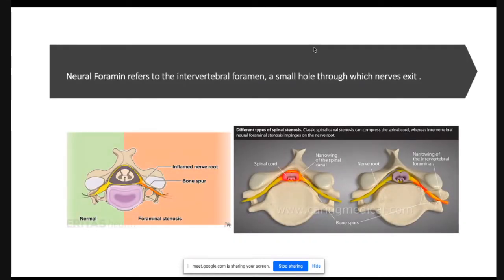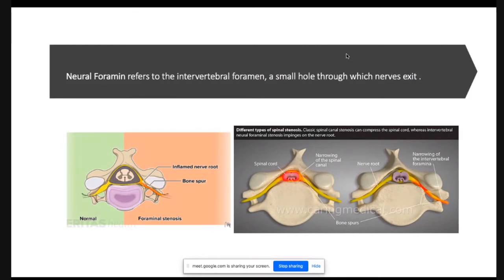The next term we get in an MRI report is neural foramen. It is the intervertebral foramen. You have studied in anatomy, there is a small hole through which the spinal nerves exit, and neural foramen narrowing is a clinical condition explained in MRI reports. Neural foramen narrowing, you can see in the first picture and also in the second picture. The reddish part is the narrowing. In the second picture on the right side, the first is related to the spinal canal narrowing. This spinal canal narrowing and neural foramen narrowing are also secondary to osteoarthritis.